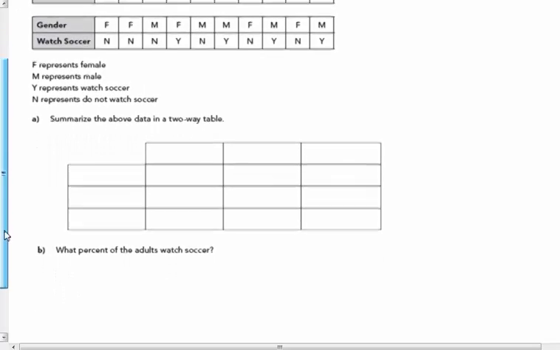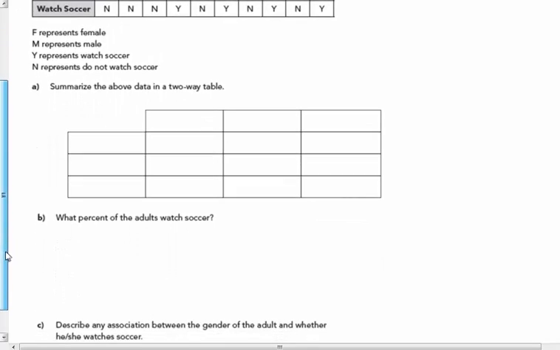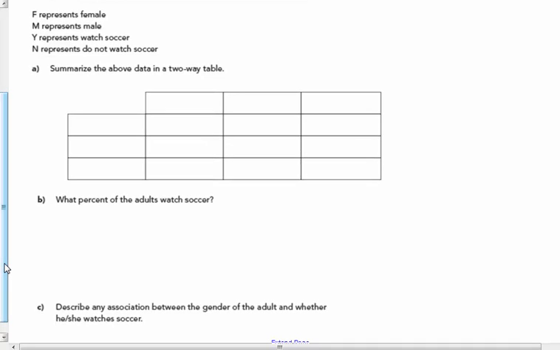Summarize the above data in a two-way table. So you have to draw your table. I already drew mine in. So you have a big space here. So I'm going to put gender in my rows and watching soccer in my columns.